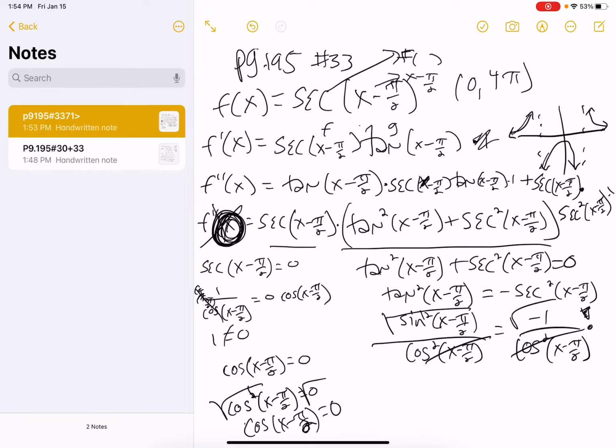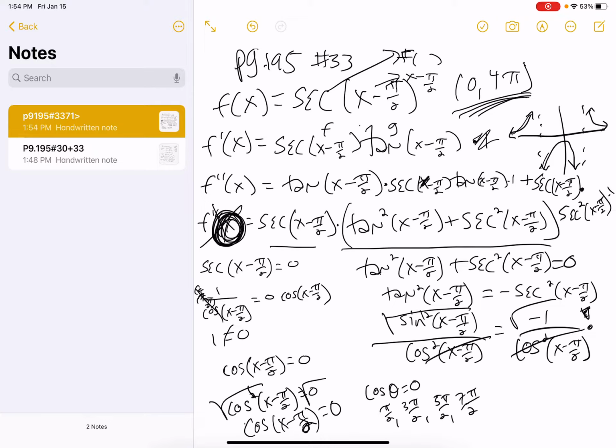So where is cosine going to be equal to 0? It's going to be equal to 0 at pi halves and 3 pi halves. And I'm going 2 rotations, 0 to 4 pi, like the problem said. So the cosine of theta is going to equal 0 at pi halves, 3 pi halves, 5 pi halves, and 7 pi halves. Those are the numbers between 0 and 4 pi that are going to be 0.